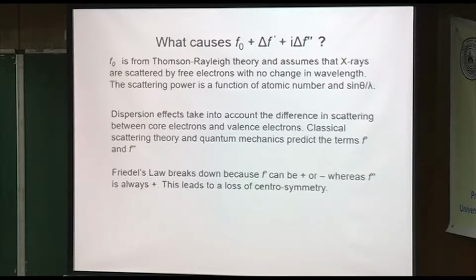So this is, not chemistry, but it's from Thomson-Rayleigh theory, and assumes that X-rays are scattered by free electrons. Some people call these dispersion effects, and I think that's probably the common term. So it's just a breakdown in Friedel's Law. As chemists, you can just think of it that way. Oh, I'm sorry, I said it wrong. F prime is the one that can be positive or negative. F double prime is positive, but you lose the central symmetry.